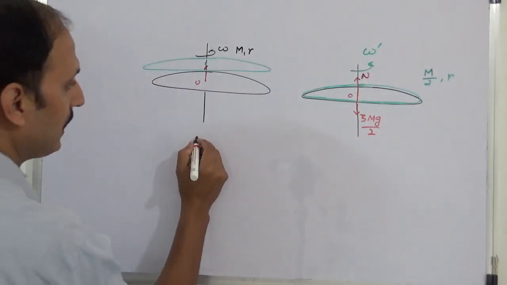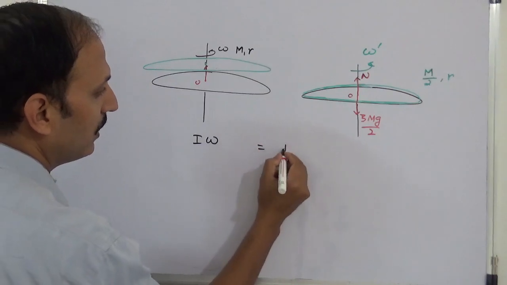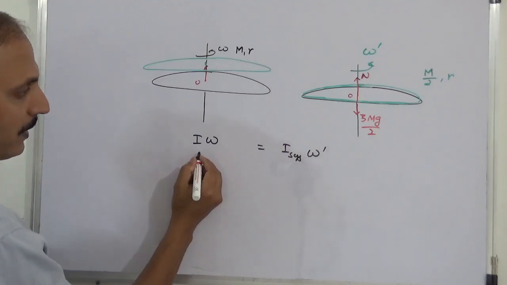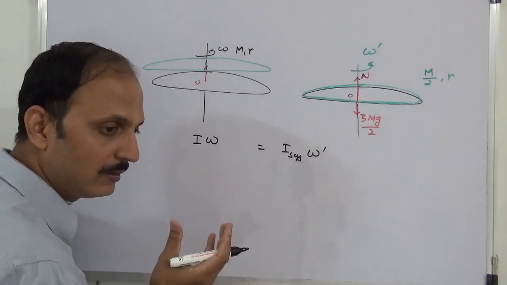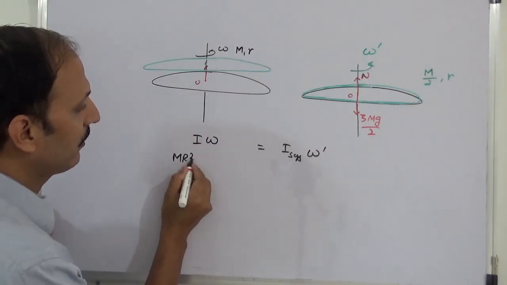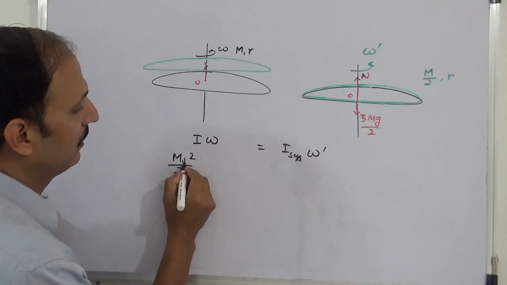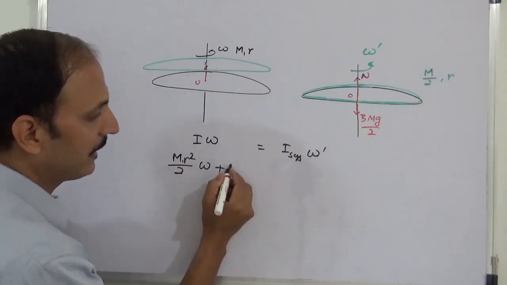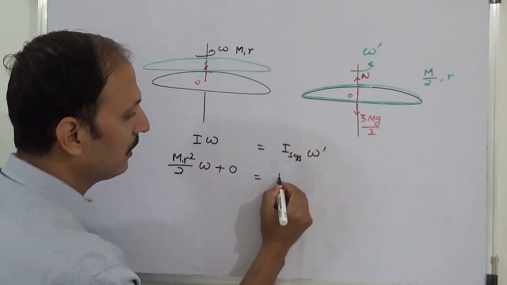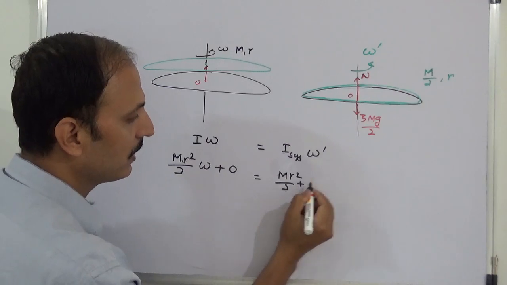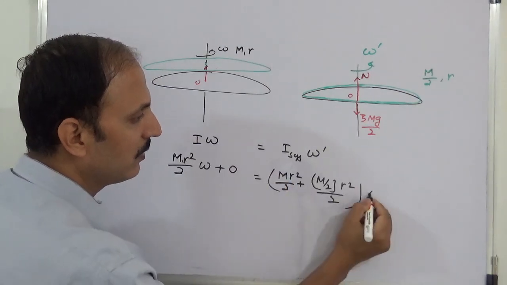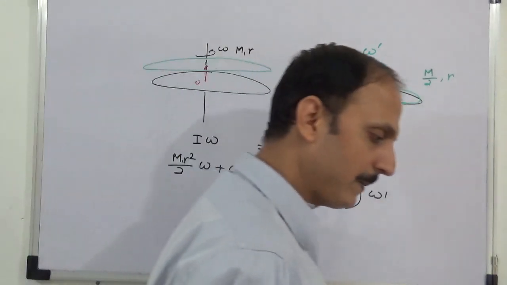So we can do initial angular momentum I omega equal to I system into omega prime. Since it's a pure rotation, angular momentum is I omega. So initially for this it is mr square by 2 into omega, plus the second disk is not rotating, so it's 0. Both together, this is mr square by 2 plus m by 2, mass is half, r square by 2, into omega prime. From here you will get the omega.